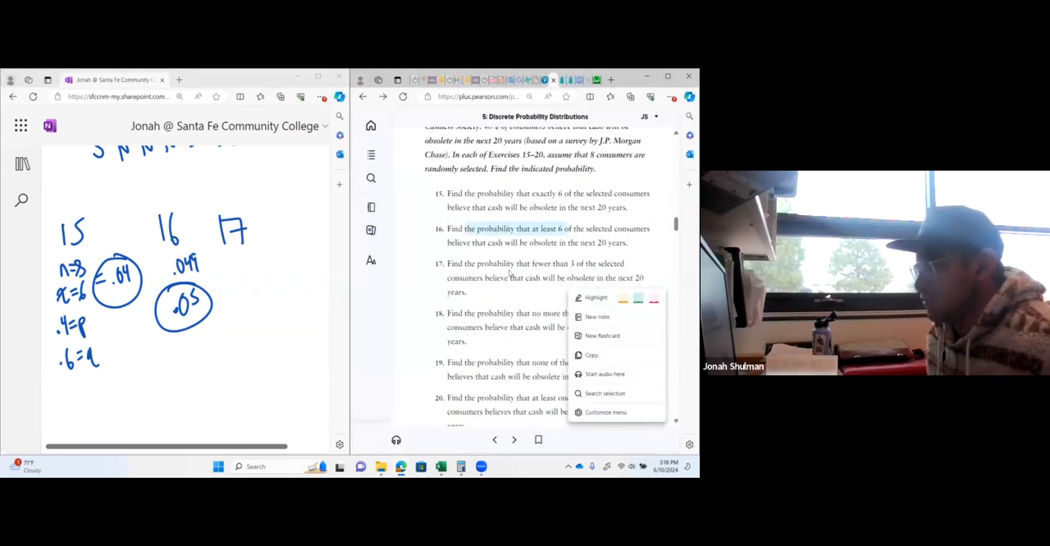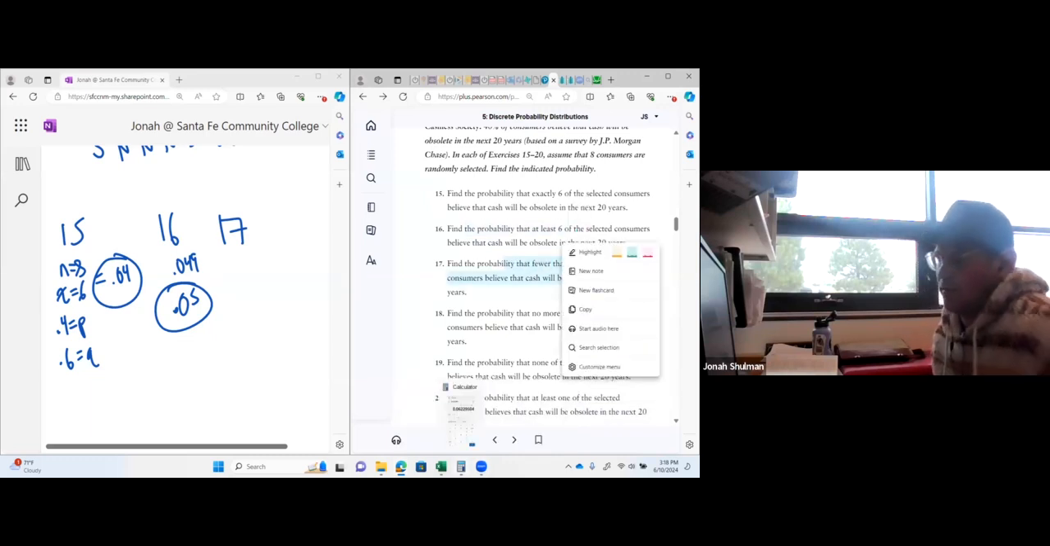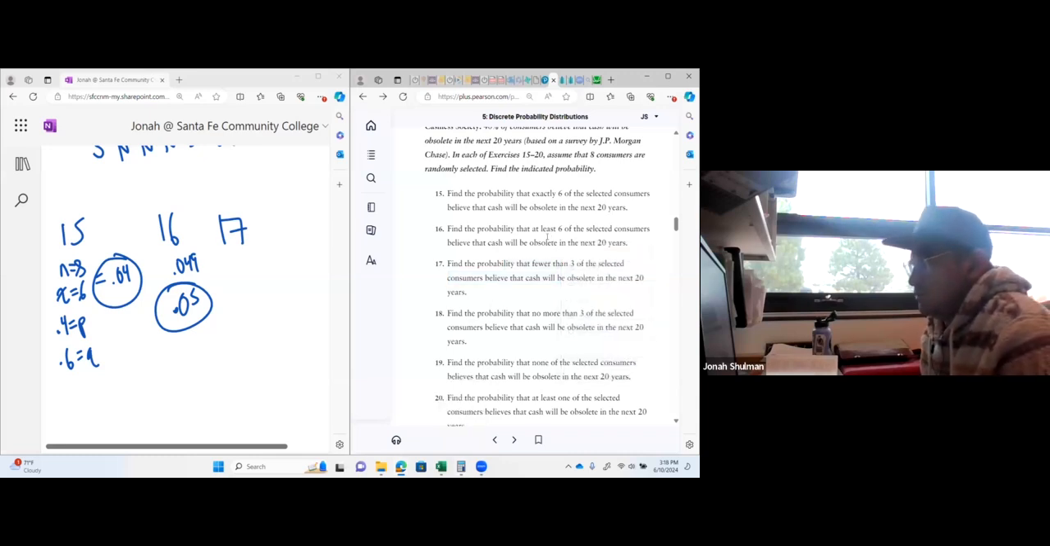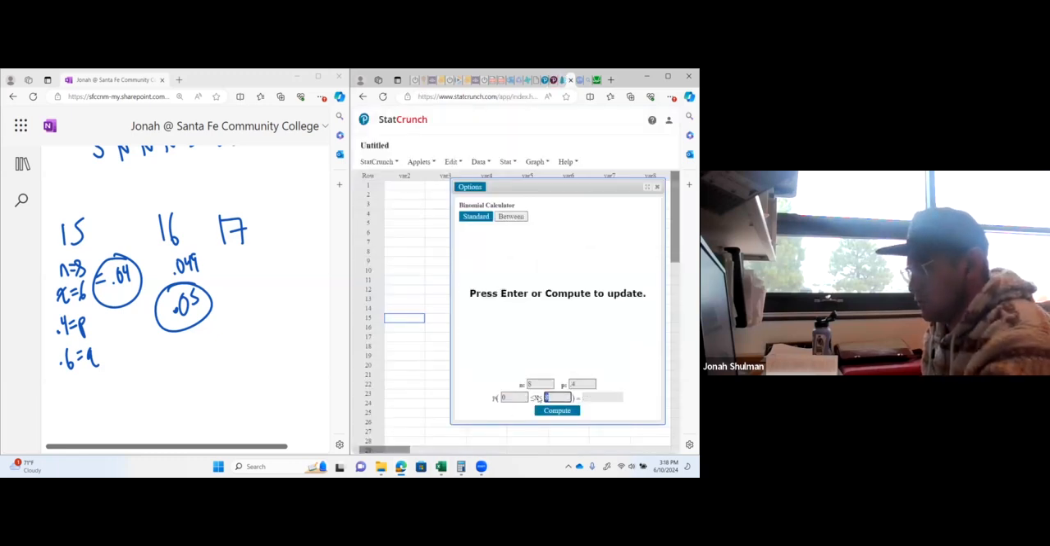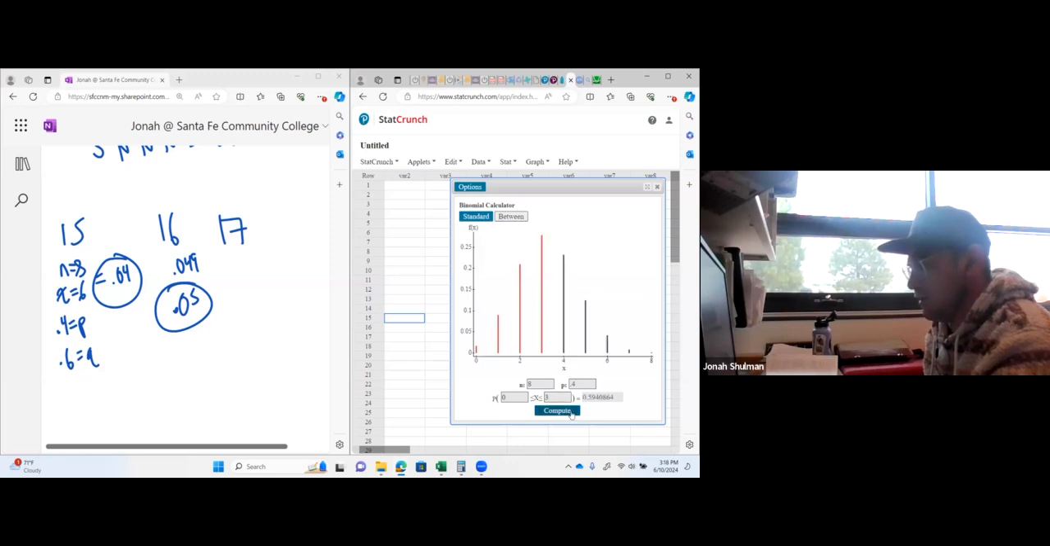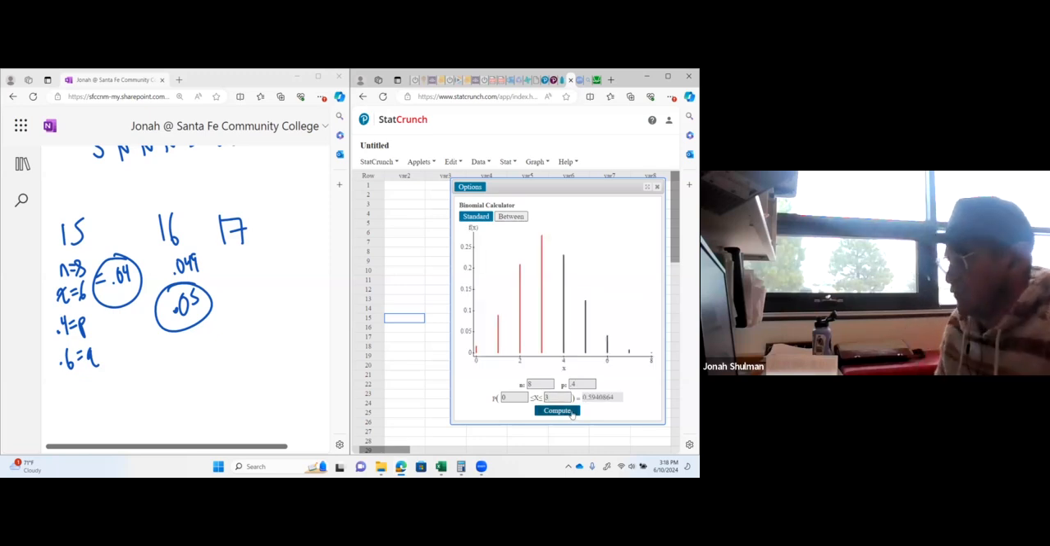The last one is fewer than 3. All right. So this one was at least 6, now fewer than 3. So what is fewer than 3? We go here, fewer than 3 is 0 to 2. This is going to be a lot higher. Yeah, 60%, 0.59. Or I'm not going to round it, 59%. Cool.